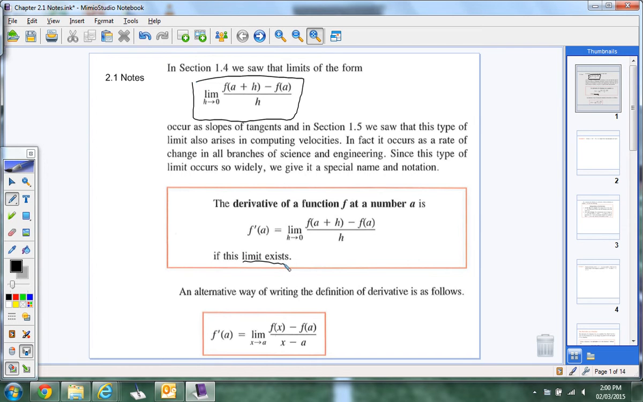And again, the limit has to exist to do it, and we can still use this. See how it says f prime of a? That's calc notation for derivative. That might be something you want to write down to remember. When you have f prime of a, or f prime of a function, that's the derivative of the function.